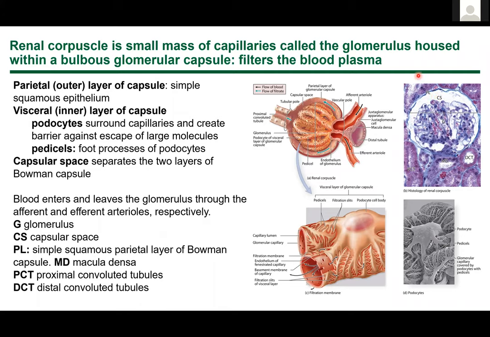So parietal layer is here. Here we have the glomerulus. If you look closely, you can even see little erythrocytes in here. You can also see other cells, and these are the podocyte nuclei, and then they wrap around the capillaries. So the pedicels are the little processes, as you can see here.